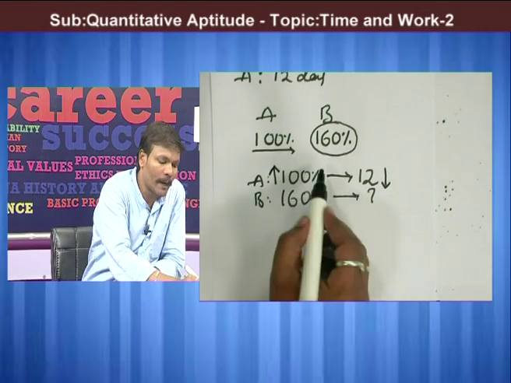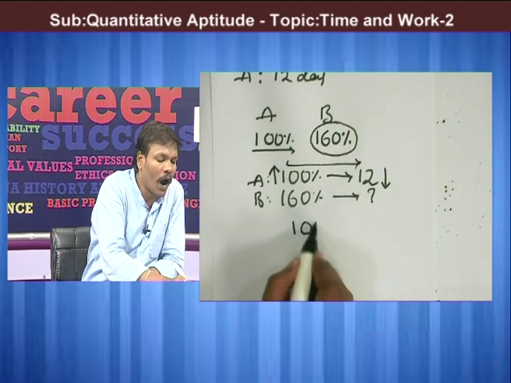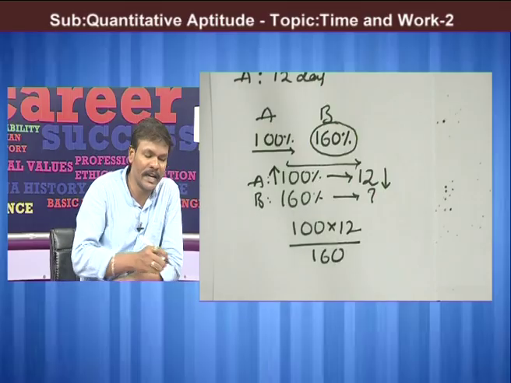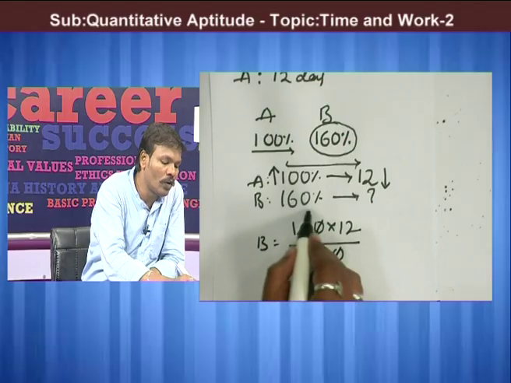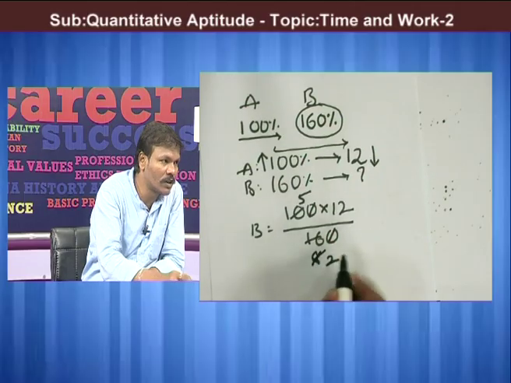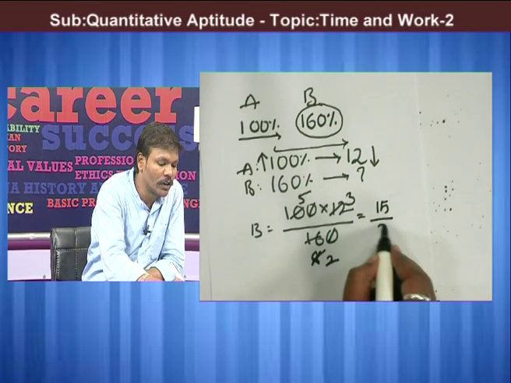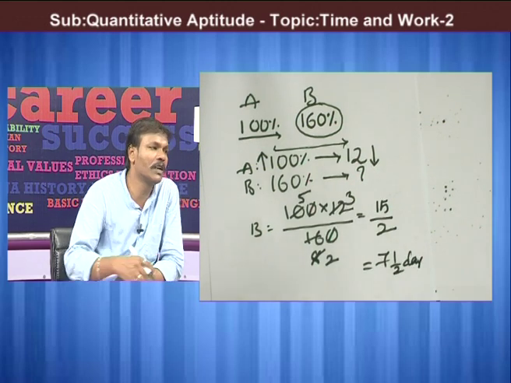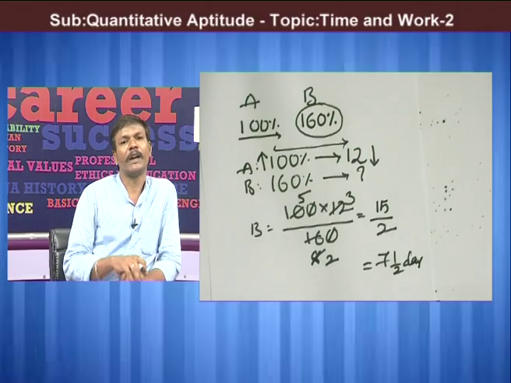In this problem, we apply the multiplication of the same numbers on the line. For B it is 100 into 12 by 160. Cancelling the zeros, 2 5s are 10, 2 8s are 16, that is 4 2s, 4 3s. The value will be 15 by 2, that means 7.5 days. That is simple. So you have to remember the second concept, the capacity of working.